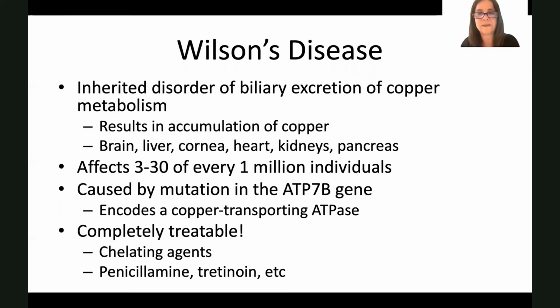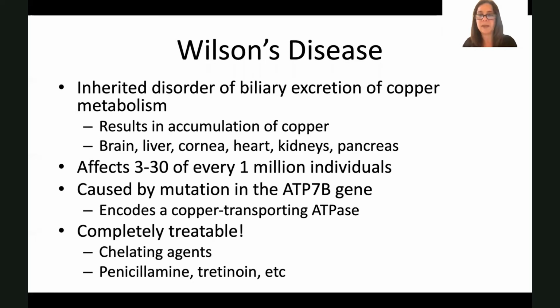Wilson's disease is a fascinating condition. It's really an inherited disorder of biliary excretion of copper. And you get this accumulation of copper in lots of places: your brain, your liver, your cornea, your heart, your kidneys, your pancreas. And we estimate it's about 3 to 30 in 1 million individuals. And it's really a genetic mutation of the ATP7B gene. And that's important for a copper transporter.